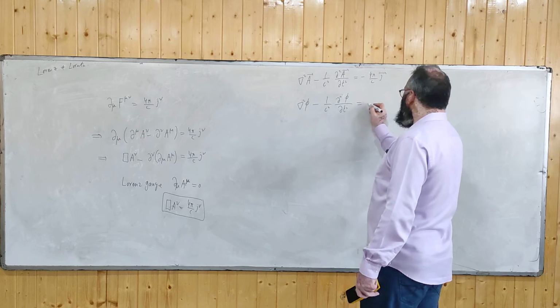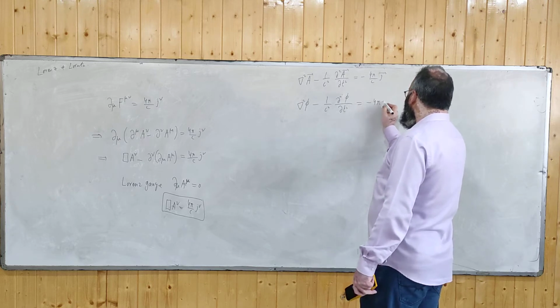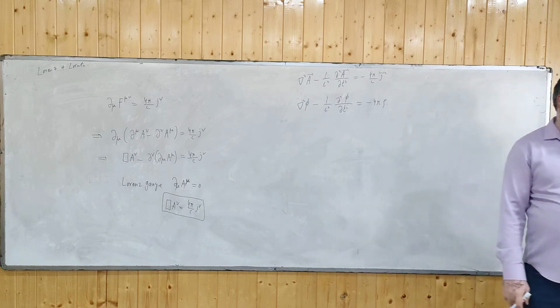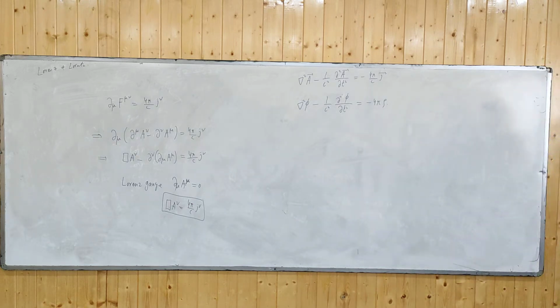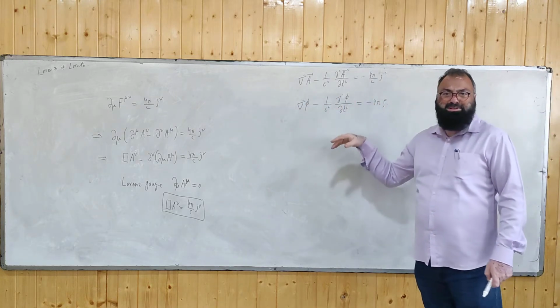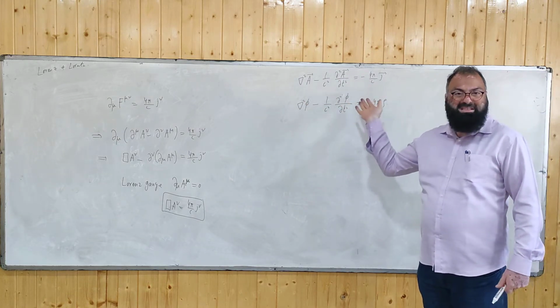Okay, so that's equal to minus 4 pi. So these are the two equations. You have a source term on the other side. How do we figure out the solution of this differential equation? We'll solve one, let's take this very equation. Is the form of the equation the same?